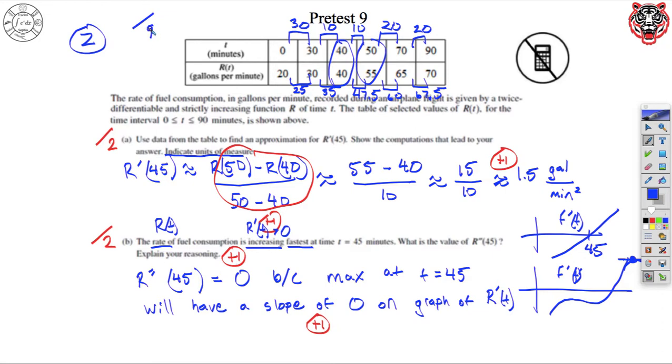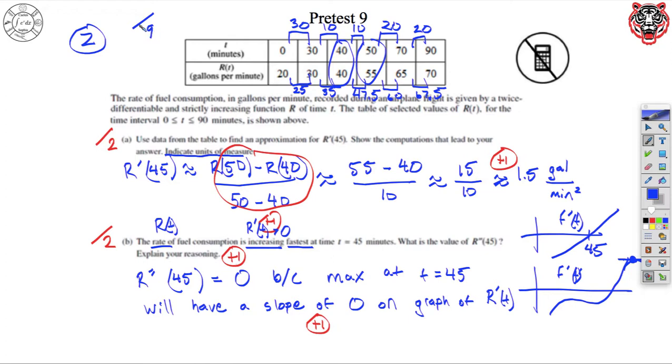Raise your hand if you got 2 or more points. 2 or more. Raise your hand if you got 2 or more points on number 2. 3 or more points. Raise your hand. 4 or more. 5 or more. Oh my god. Wait, 6 or more. Wait, I got 6. I got 6.